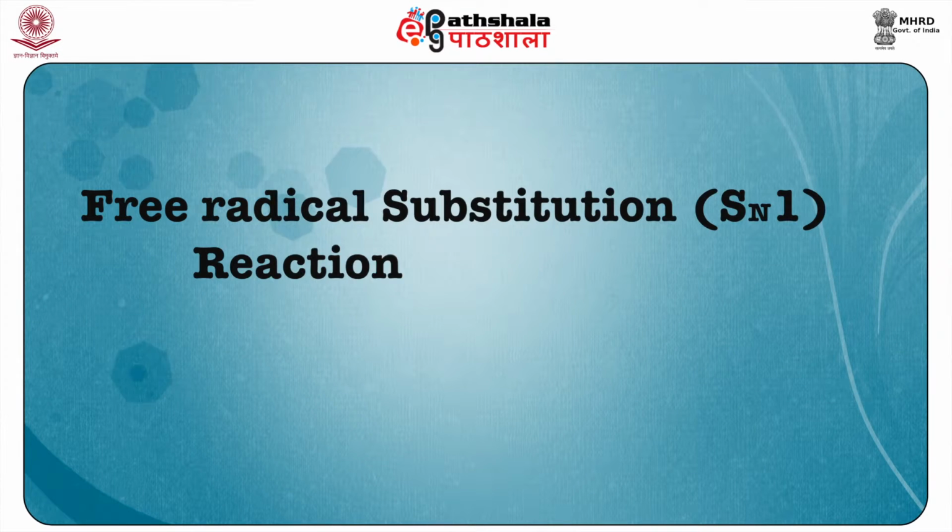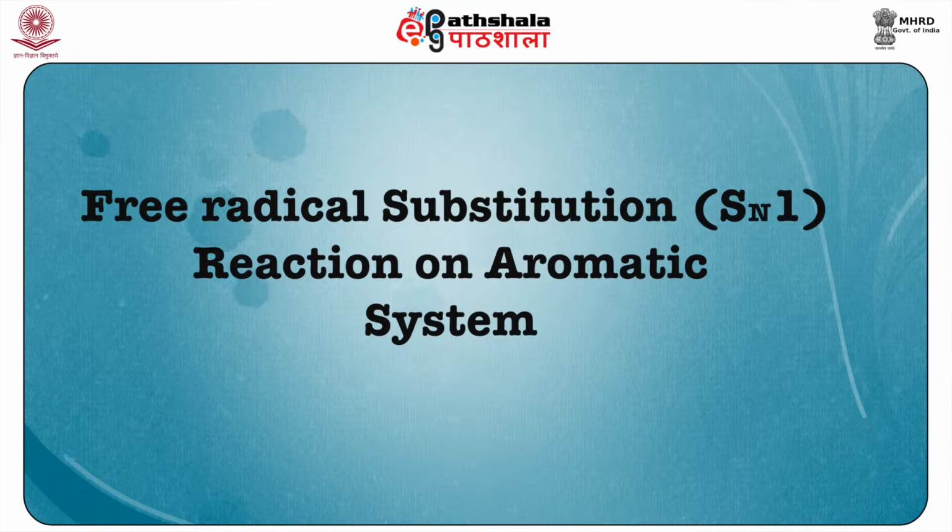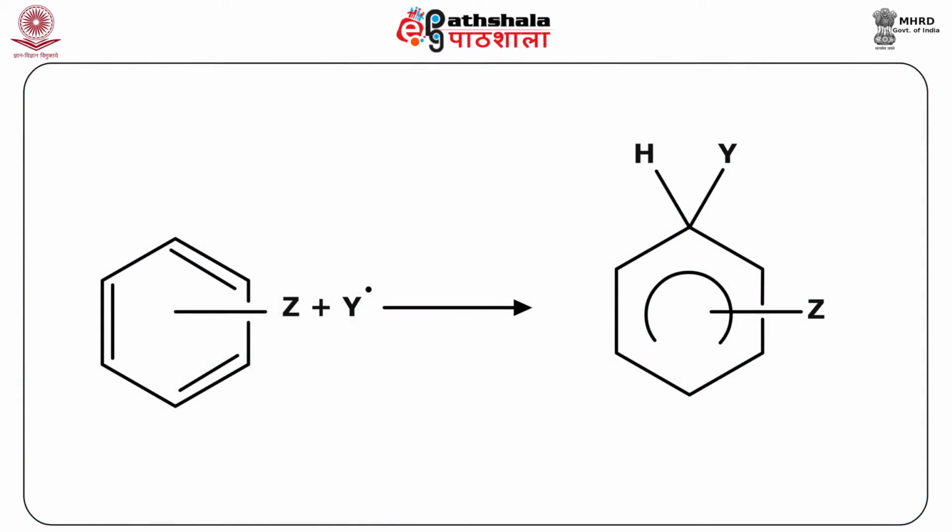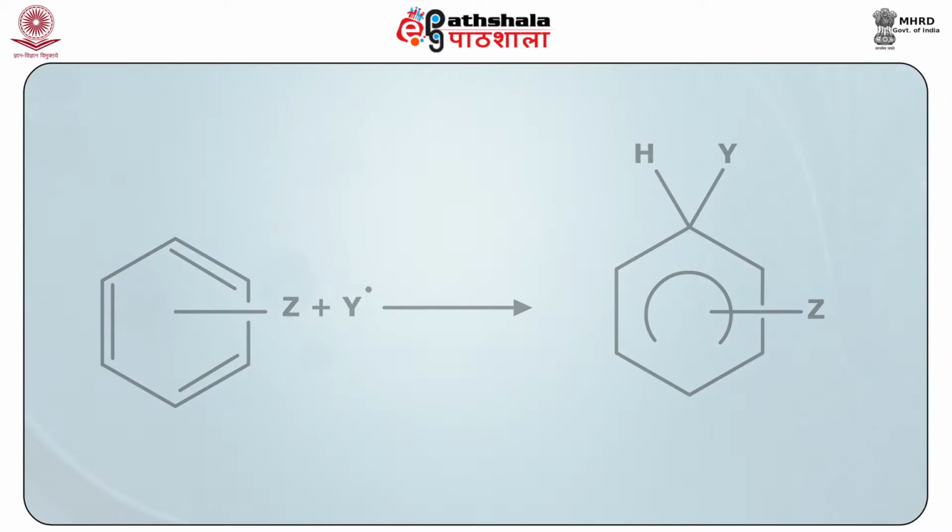Free radical substitution SN1 reaction on aromatic system. Free radical substitution at an aromatic carbon seldom takes place by a mechanism in which the hydrogen is abstracted to give an aryl radical. Usually, the mechanism is similar to that of aromatic electrophilic and nucleophilic substitutions.